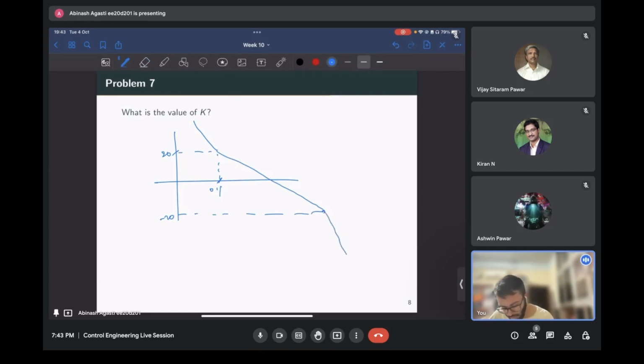Okay. So this is minus 40 dB per decade. This is minus 40 dB per decade. And this middle portion is minus 20 dB per decade. This is 1. This is 10. So now we want to find out the value of k when this is the given transfer function.